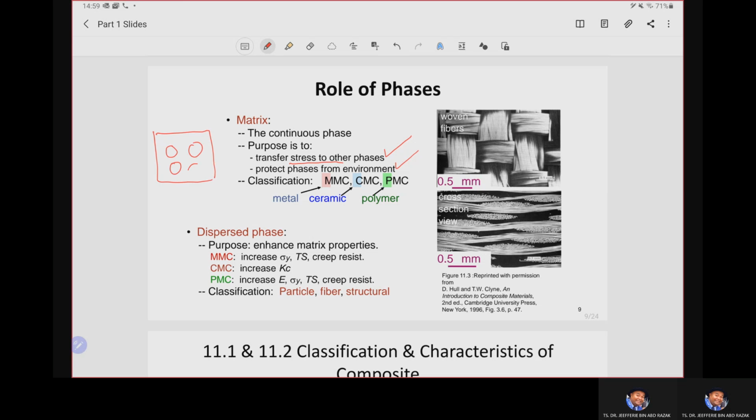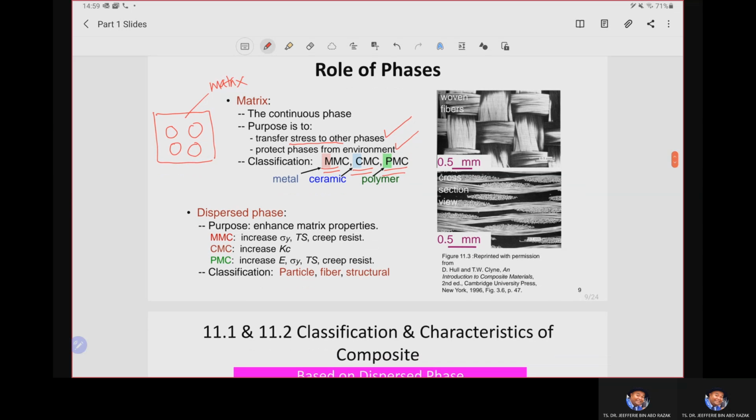First, they house or protect the dispersed phase. This is your matrix. So the composite material can be classified in terms of their matrix phases. It can be metal matrix composite, the MMC, and then it can also be ceramic matrix composite, the CMC, and PMC for polymer-based composite, polymer matrix composite.